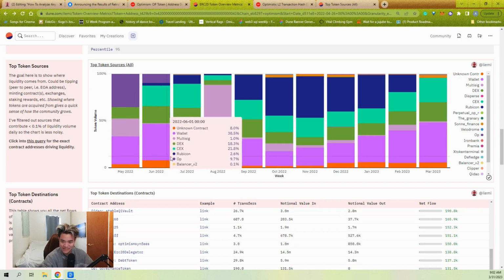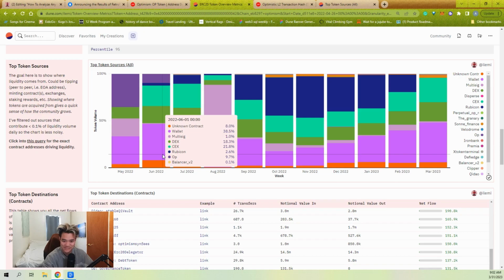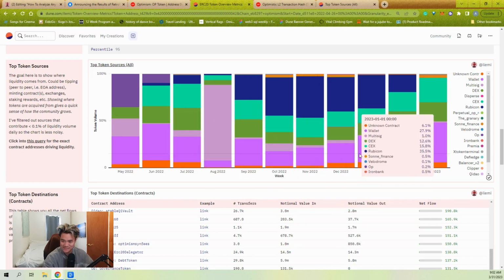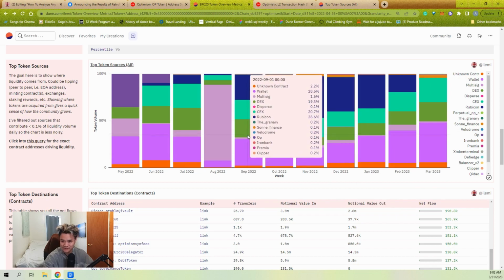And you can see over time, this has changed, especially as I think it got listed on centralized exchanges in June, it looks like. So then 21% of token sourcing has basically come from centralized exchanges since then. There's some other protocols here. You can see Rubicon, you can see Solid Finance is in here, Premia, Iron Bank, right? So these are all maybe things you want to look deeper into, right?